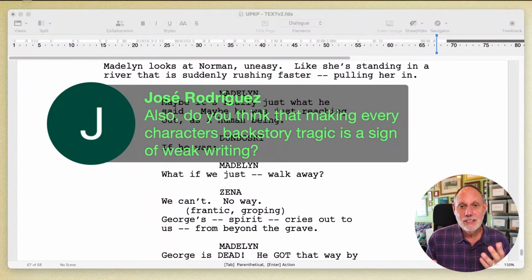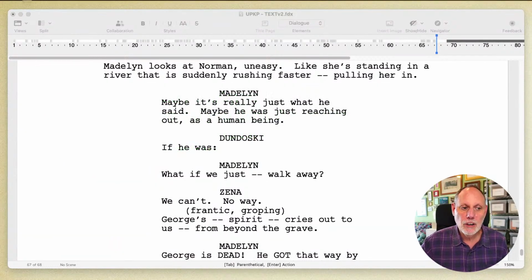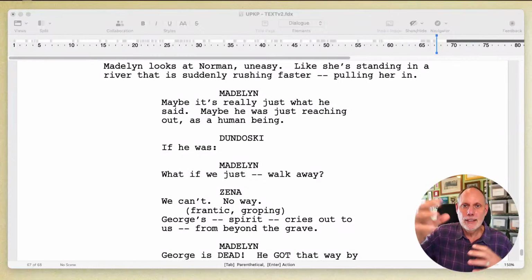If every character has the tragic backstory, that is weak writing, because while you can look at every human being's life as tragic in some ways, the truth is it's just too much of the same thing. It's like painting a painting and every color is blue. You don't want that. You want a variety. You want conflict and change. You want contrast and what they call dynamics. Dynamics means, like in music, it'll get loud and then soft.